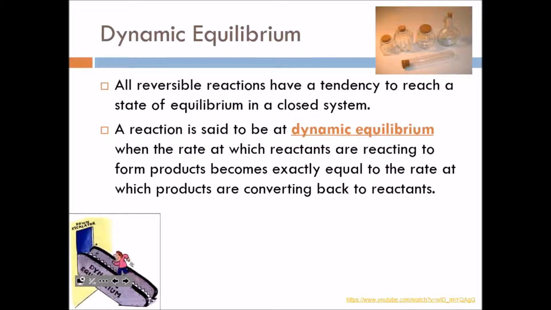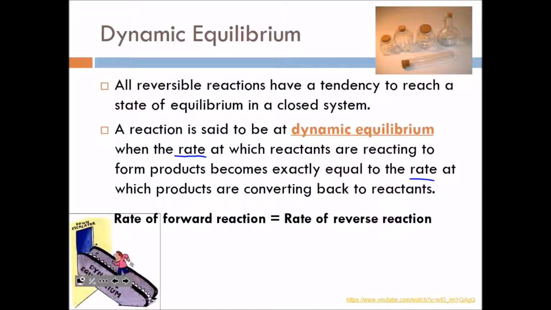A reaction is said to be in dynamic equilibrium when the rate, this is about rate, at which the reactants are producing products equals the rate at which the products are producing reactants. So it is an equal rate situation. Rate of the forward equals the rate of the reverse. This is what you should write down. This is the important part.